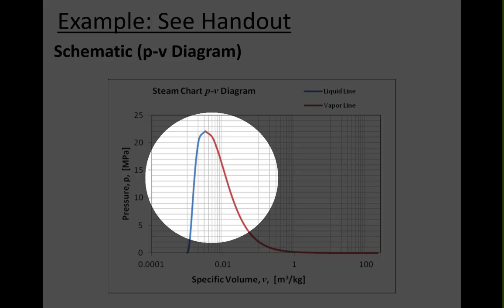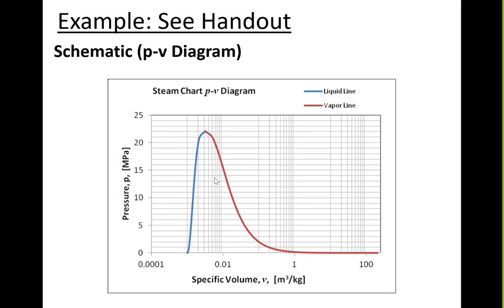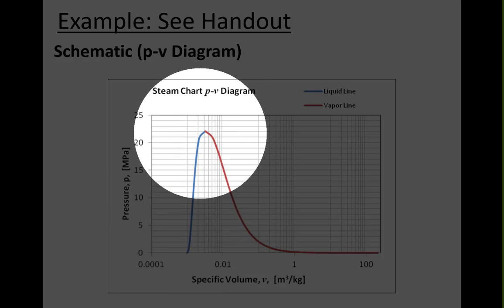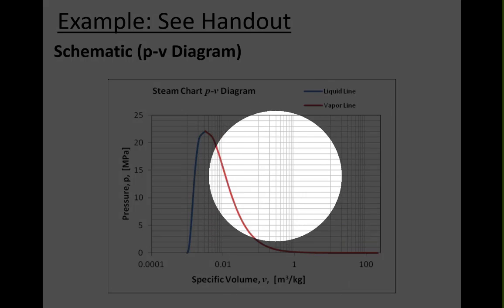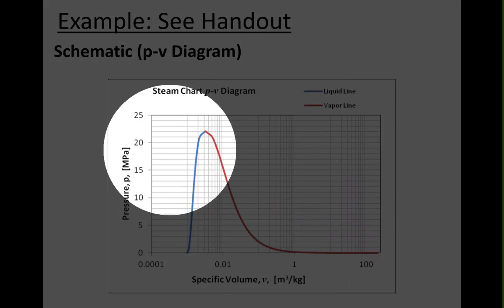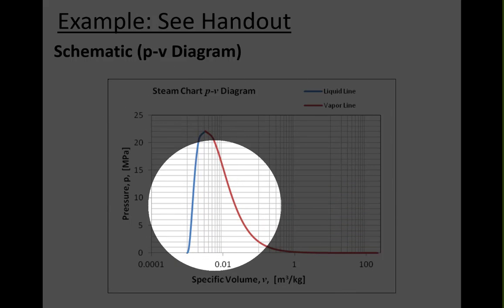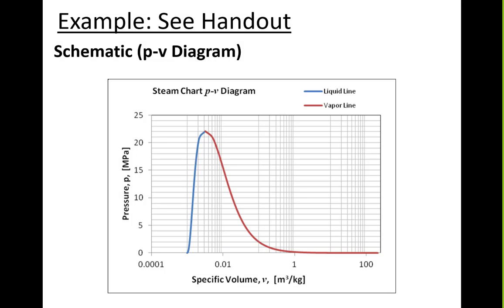Now the vapor dome is going to look similar for PV and TV diagrams. So that part's the same, right? It's still the saturated liquid line on the left, the saturated vapor line on the right. If we're over here, it's going to be steam. If we're over here, it's liquid water. And if we're under the vapor dome, it's a two-phase mixture. That's true no matter if it's a PV diagram or a TV diagram.